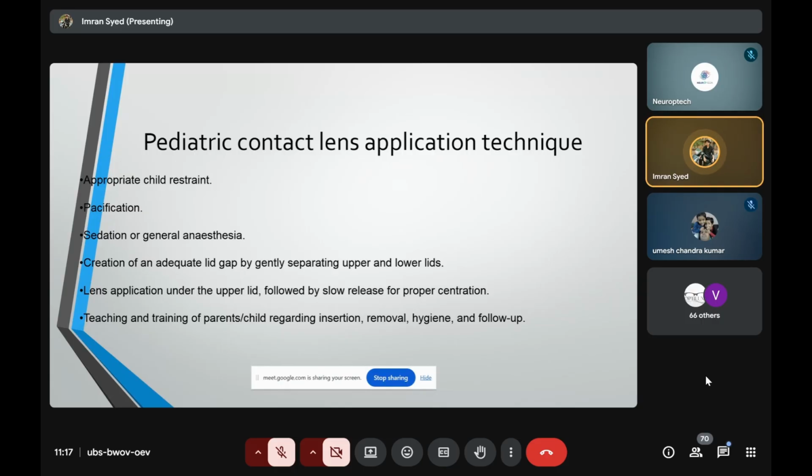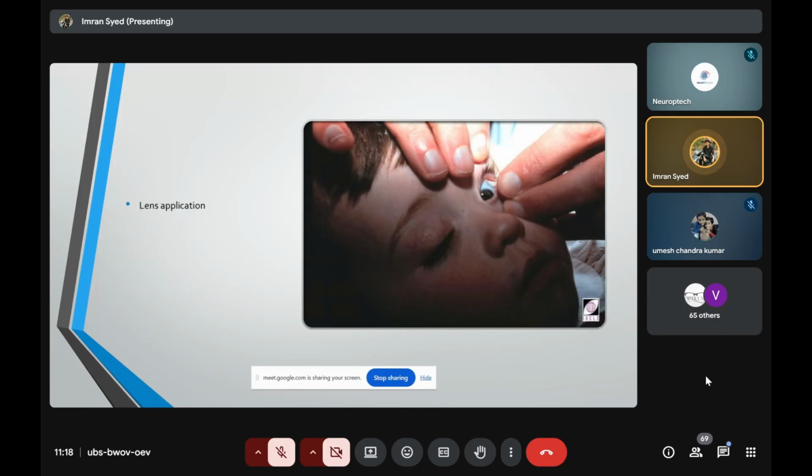The first thing that you have to do, you have to sedate or do a child restraint, because they'll move, and you have to take the contact lens into your hand, and you have to pinch the contact lens. With the other hand, you will open both eyes, and you will gently place the lens onto the eye. So this is how you will insert the lens in a pediatric patient.